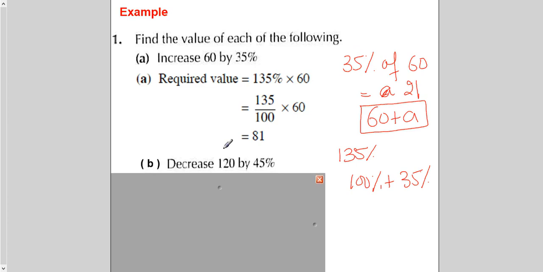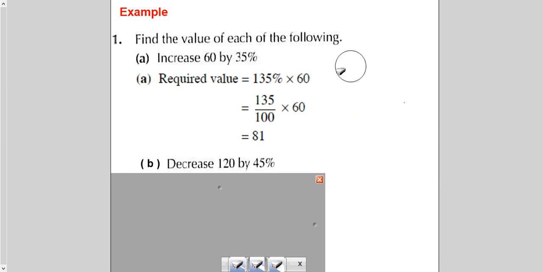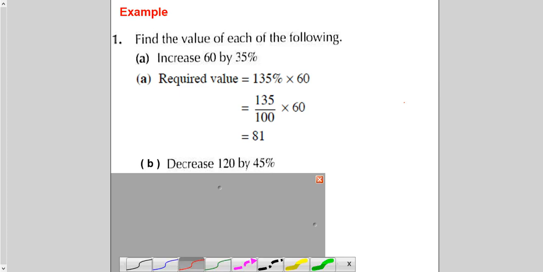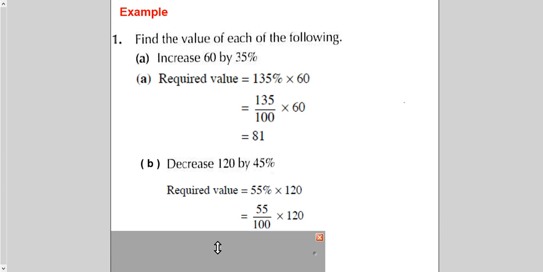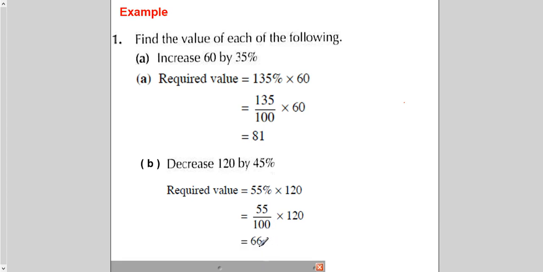Second, if the question says decrease 120 by 45%. Again, the method is the same because you know the original thing is 100%. It means the new thing is actually 55%. Why? Because it is decreased by 45%. So 100 minus 45 is 55%. So you can directly do 55% of 120 and you will get the new value.